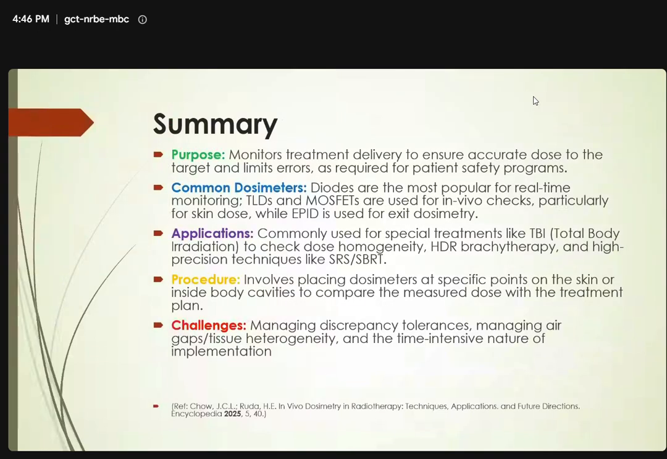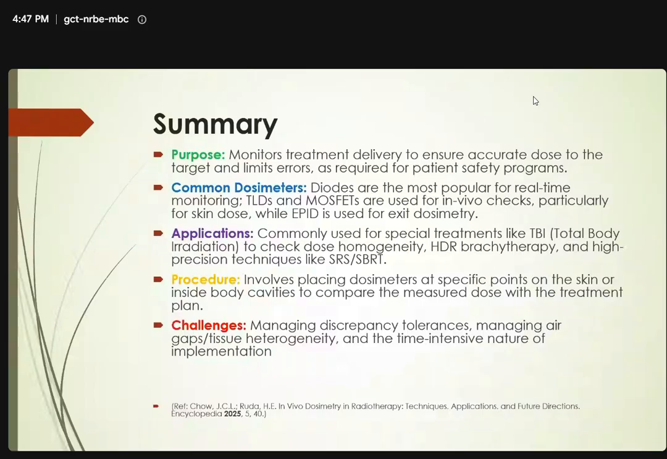So we can summarize our discussion: the purpose of IVD is to monitor the treatment delivery to ensure accurate dose to the target and limit the errors as required for the patient safety program. The common dosimeters used for IVD: diodes are the most popular for real-time monitoring. TLDs and MOSFETs are used for in vivo checks, particularly for skin doses, while EPID is used for the exit dosimetry.